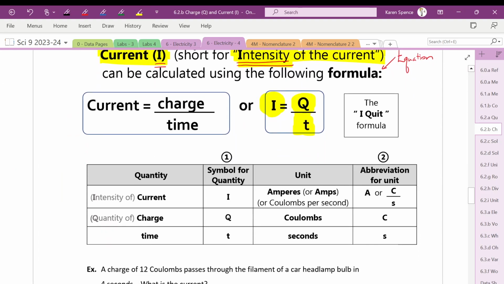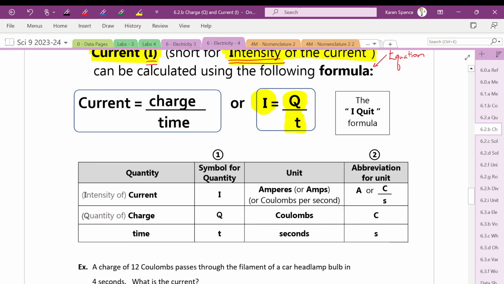So we now know the quantity. Quantity is current, symbol is I. Abbreviation for the unit is amperes or coulombs per second. Charge, Q, is measured in coulombs, C. And time, T, is measured in seconds, S.